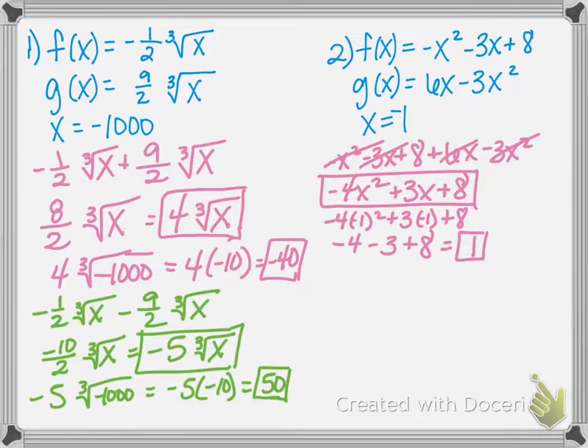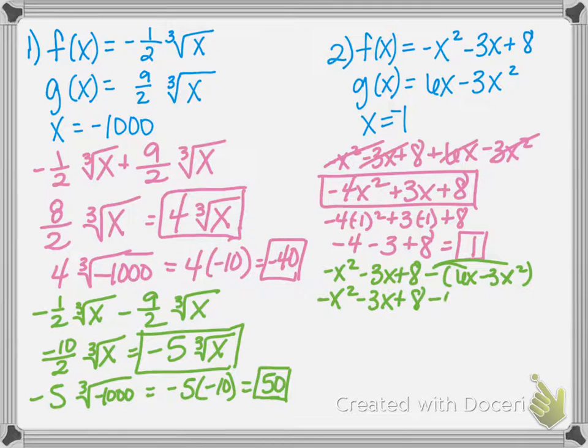Subtraction. Remember, with this one, when you have subtraction, you need to use parentheses. You have to, otherwise it's going to throw everything off. So we have negative x squared, not cubed, squared, minus 3x plus 8 minus, and then here's where you use your parentheses. It's going to be minus 6x minus 3x squared. You're going to distribute that negative to everything inside of the parentheses. Everything. Don't just do it to the first one and forget about all the other stuff. So the first half stays the same, but the second half is going to flip all their signs. So it's going to say minus 6x plus 3x squared.